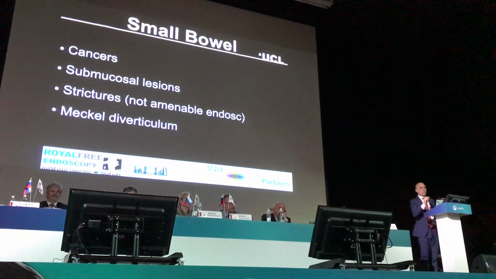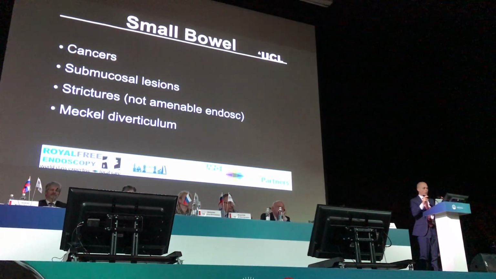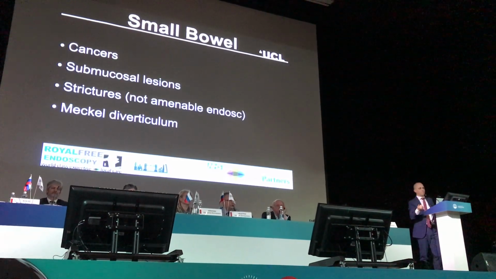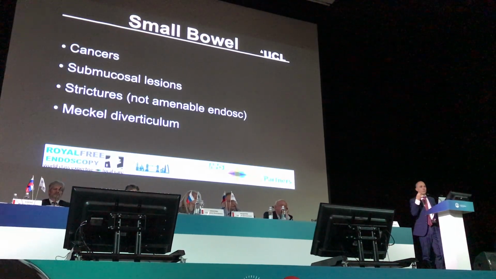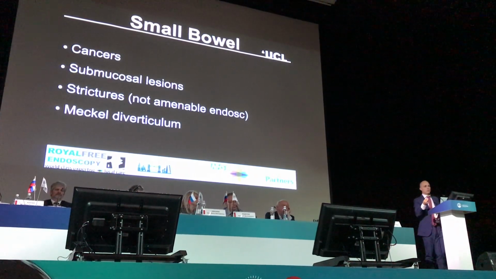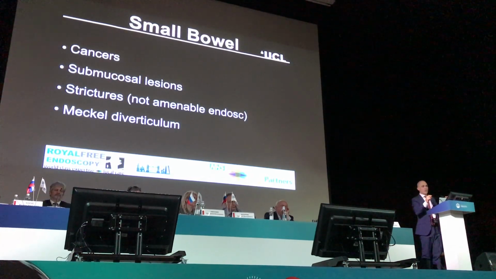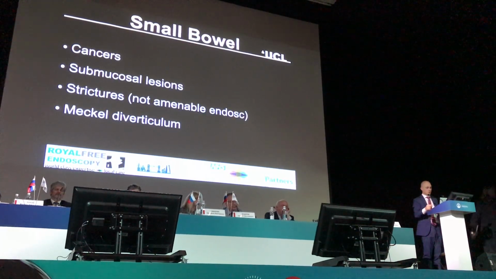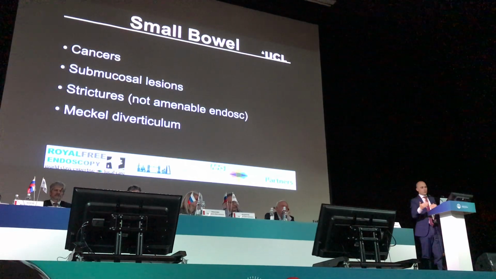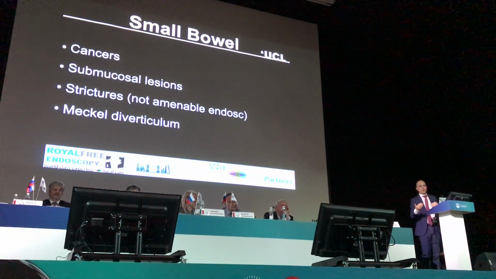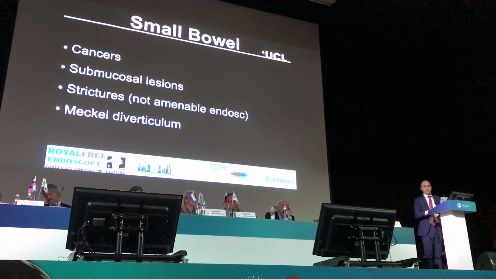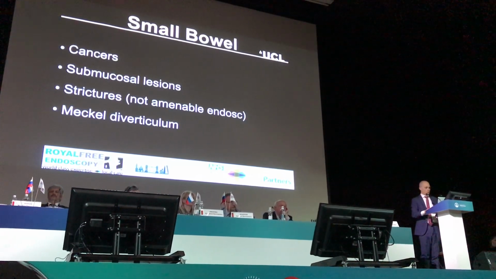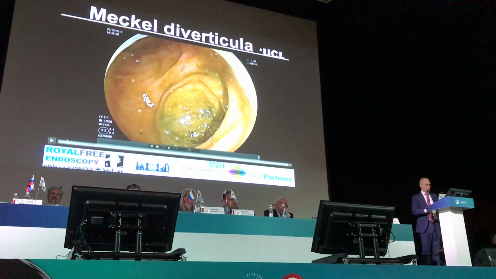So when do we use tattoo in the small bowel? We use tattoo for cancers, for submucosal lesions such as carcinoid or cyst. We use it for strictures that are not endoscopically amenable to dilatation, so we're speaking about strictures longer than 5 centimeters, or ulcerated, and also we use it for Meckel's diverticulum. And this is exactly the case.